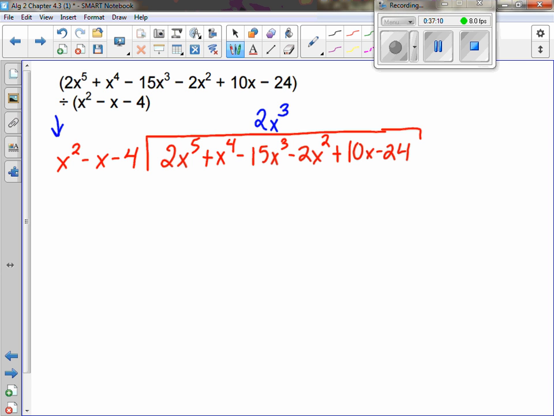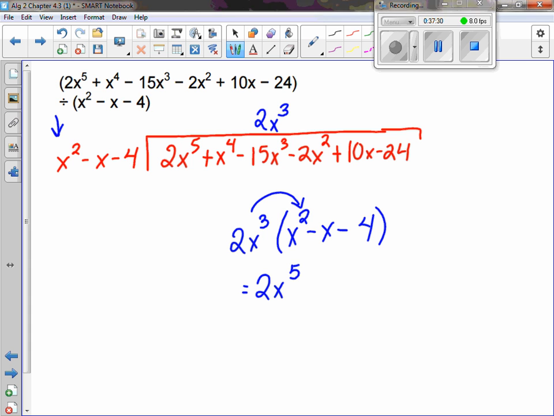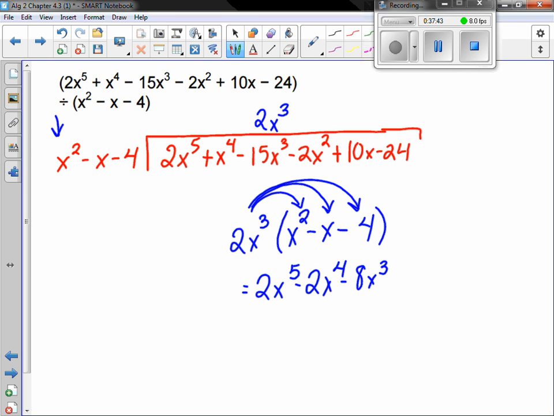Now on your paper, I do this off to the side. I'm going to have to do this right here because I don't have room. x squared minus x minus 4. We're going to have to multiply through. Well, 2x cubed times x squared will give us our 2x to the fifth. 2x cubed times negative x will give us negative 2x to the fourth. And 2x cubed times negative 4 would be negative 8x to the third. Any questions on how we multiplied this out?